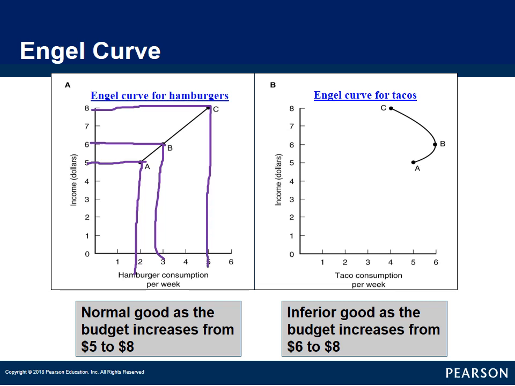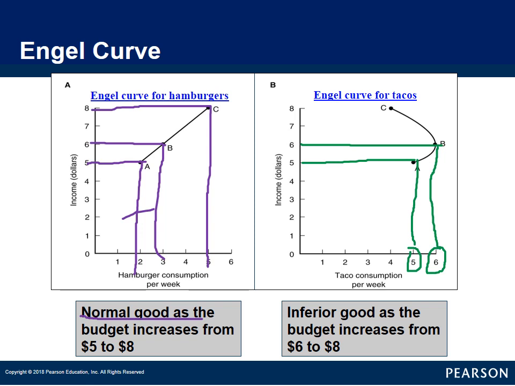So we can see that the consumption of hamburgers is increasing with an increased income. That tells us that hamburgers are a normal good throughout all of those budget points, and we have that listed here as a normal good. Now, if we look at the tacos, we see that if the income is $5, the number of tacos at consumer equilibrium is 5. If the income is $6, we do increase. Our equilibrium for tacos is 6.